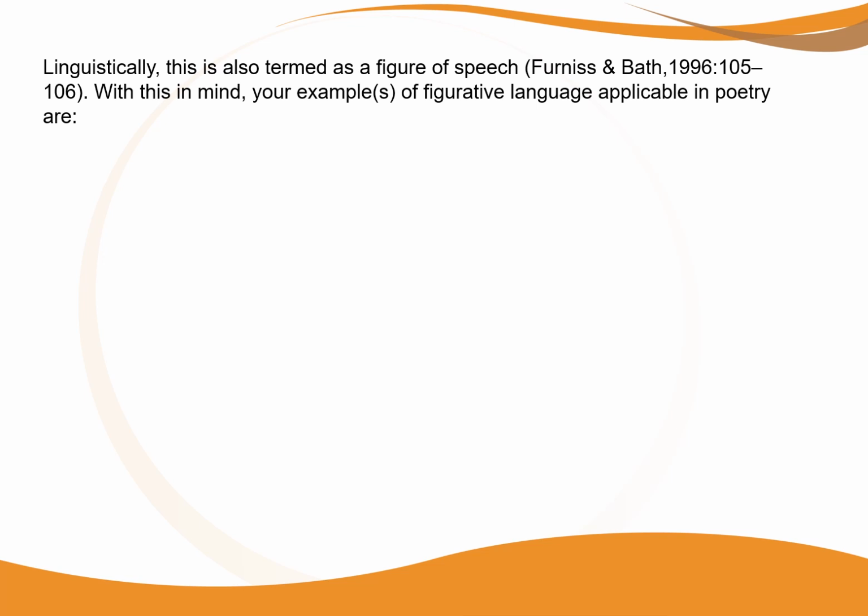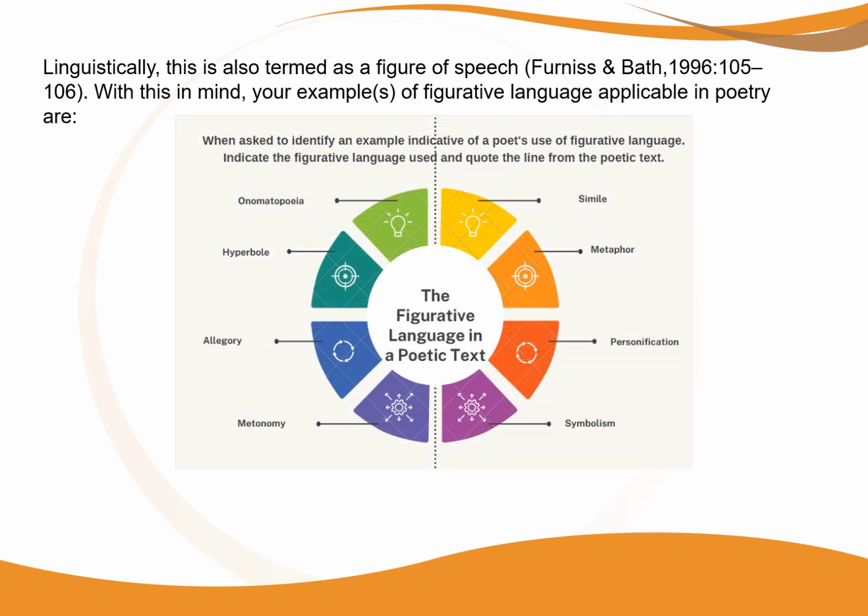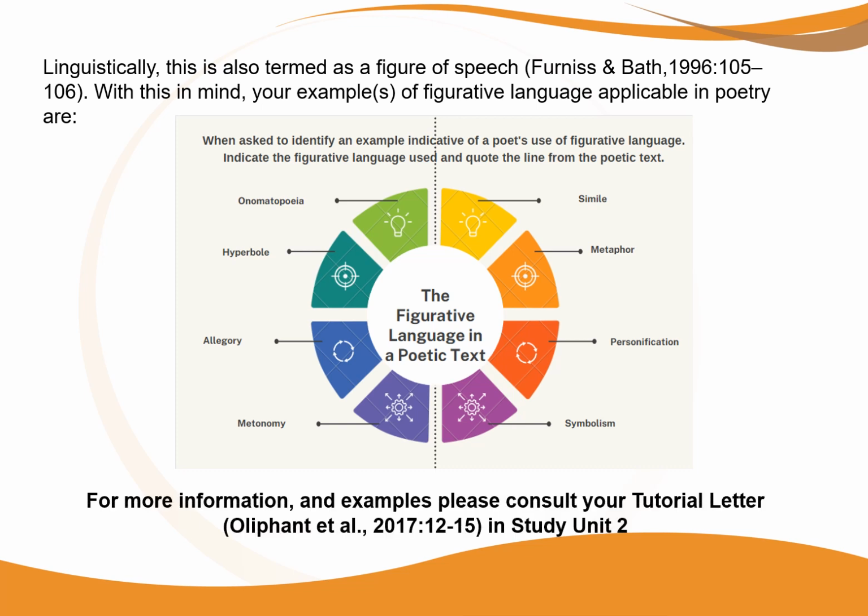With this in mind, some examples of figurative language applicable in poetry are simile, metaphor, personification, symbolism, metonymy, allegory, hyperbole, and onomatopoeia. So this is how figurative language or a figure of speech in poetry is interpreted. It is very important to note that for more information and relevant examples, please remember to refer to the tutorial letter, study unit 2.